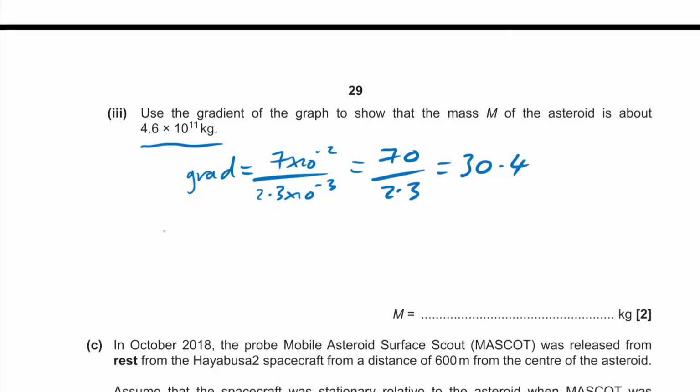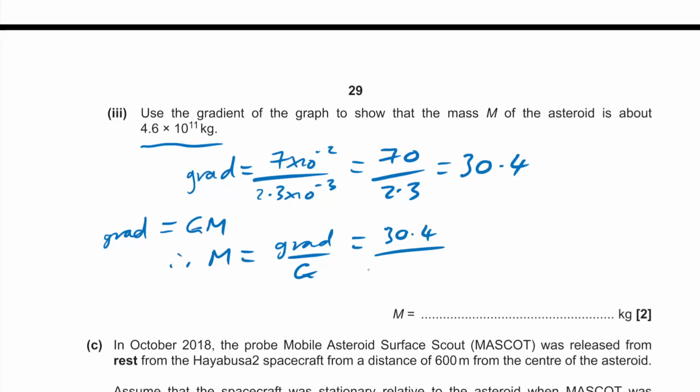We know that that is equal to GM. We've just seen that. And so therefore, M is going to be equal to the gradient divided by G. So that is 30.4 divided by 6.67 times 10 to the minus 11. And we end up with 4.56 times 10 to the 11. So pretty much 4.6 times 10 to the 11.